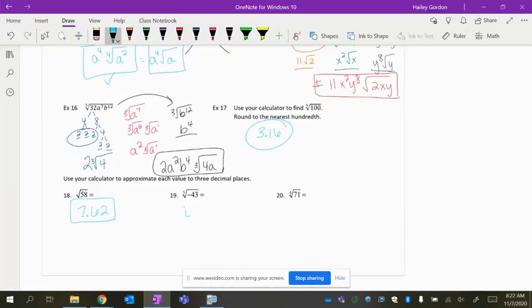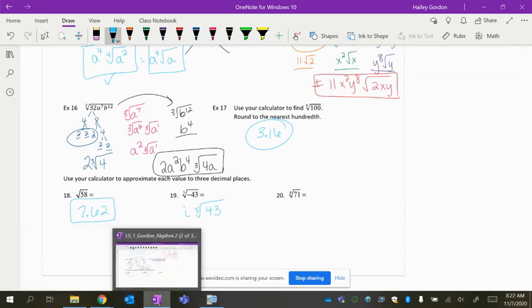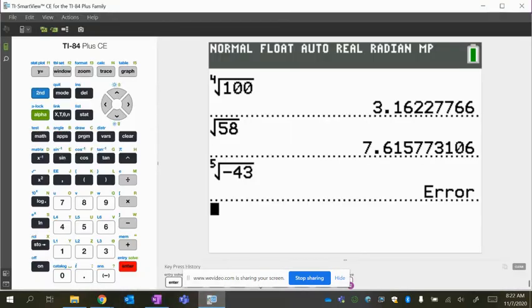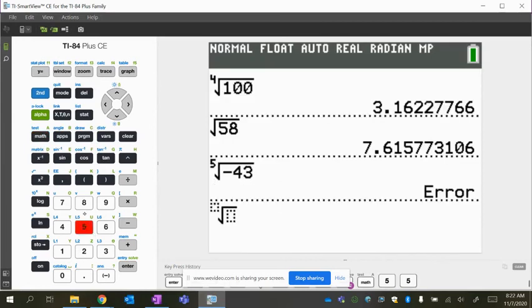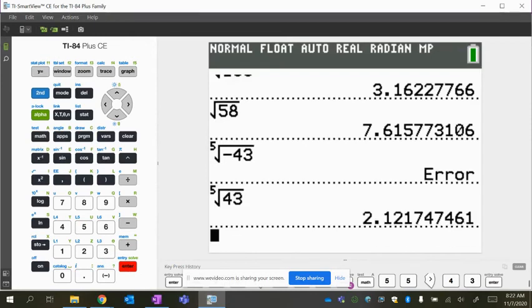Remember, when we have a negative underneath the square root, we can pop an i out. So we have the fifth root of 43 left. So math, number 5, fifth root, 43. We have 2.1.